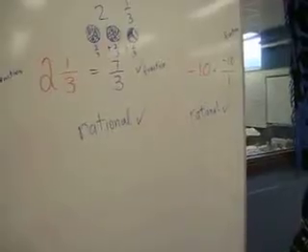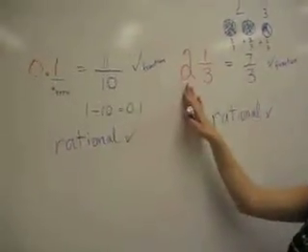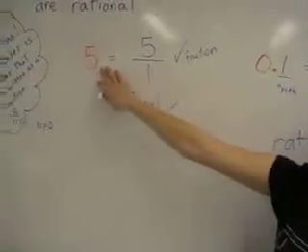So there are some examples of how to test whether numbers such as integers, mixed fractions, decimals, and whole numbers can be proved to be rational.